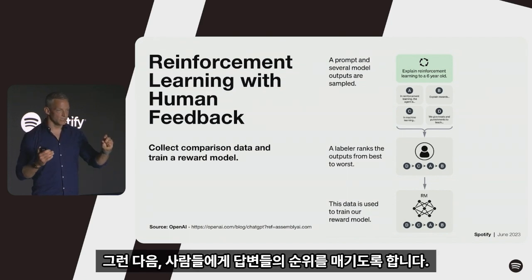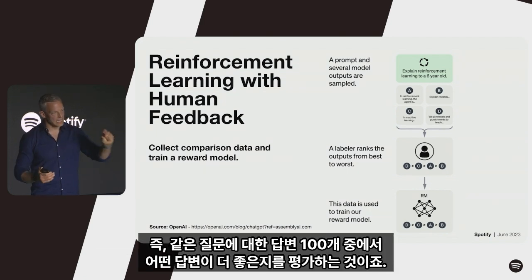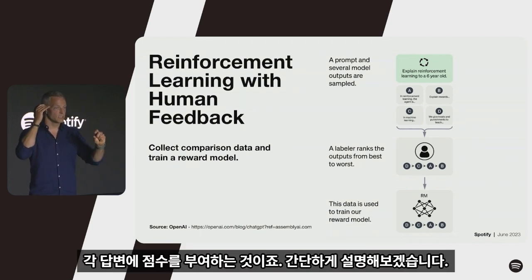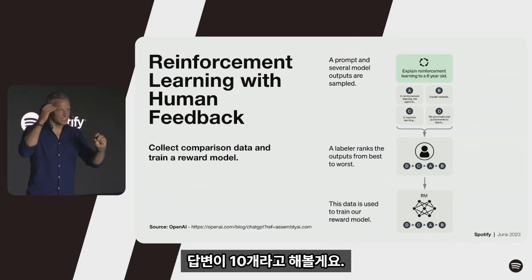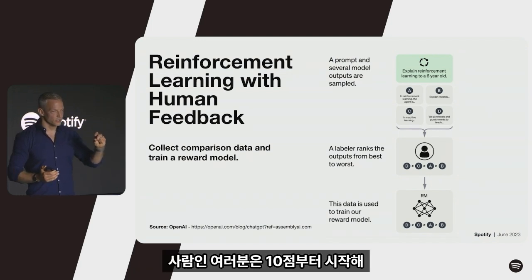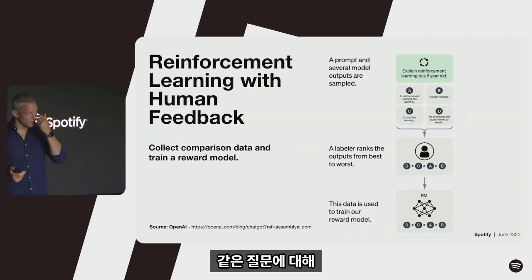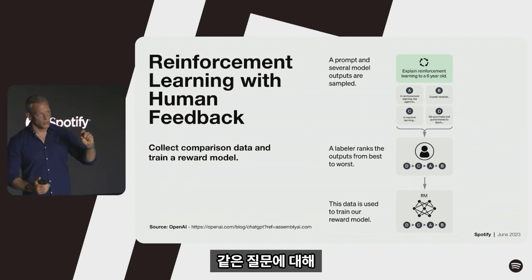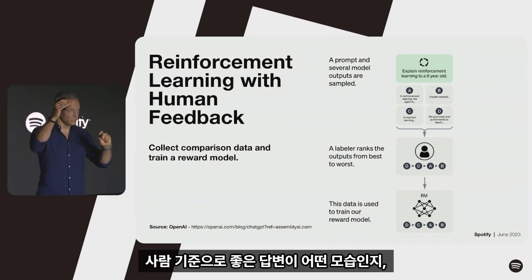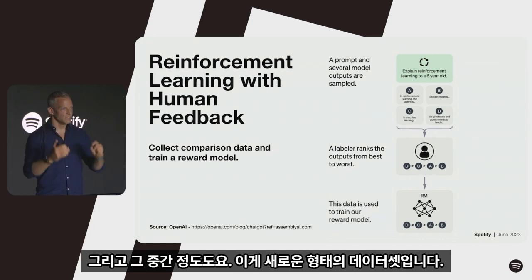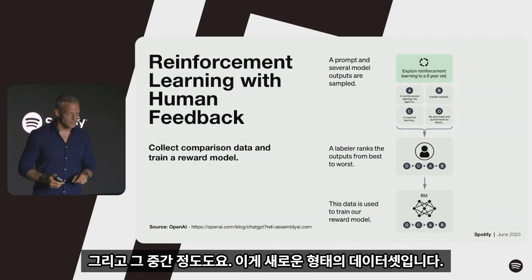And then you ask these humans to rank the answers. So for this same question, which of these, let's say 100 answers, did you like the most and the least? And you rank them. You give them a score. Let's make it simple. Let's say it's 10 answers, and you as a human are supposed to score them from 10 points, 9, 8, 7, all the way to 1. Best to worst. So now you get a new type of data set, where for the same question, you know what a good answer looks like according to a human, and you know what a bad answer looks like according to a human, and in between. So this is a new type of data set.